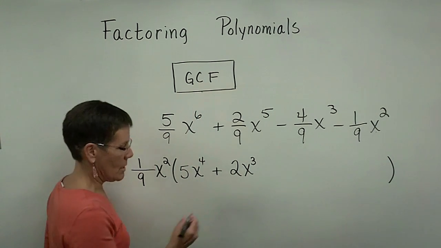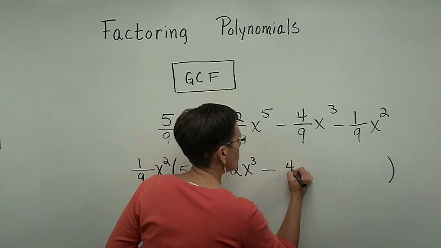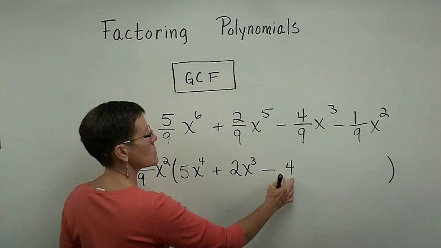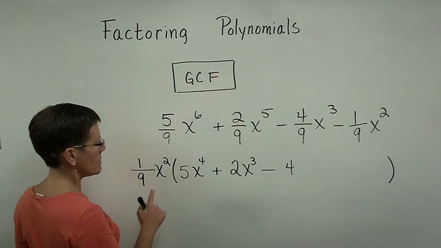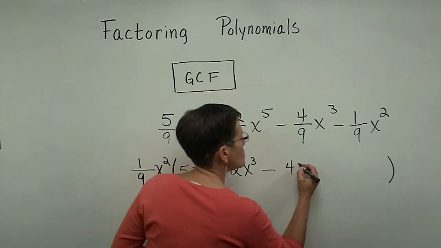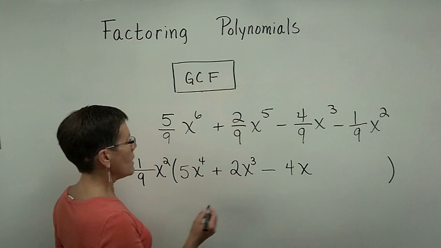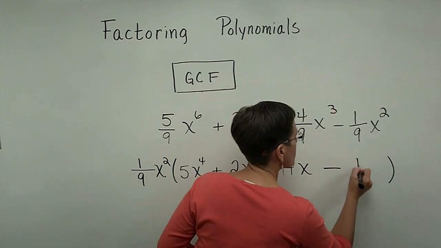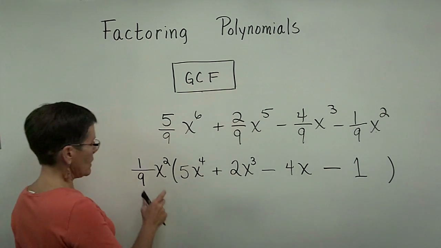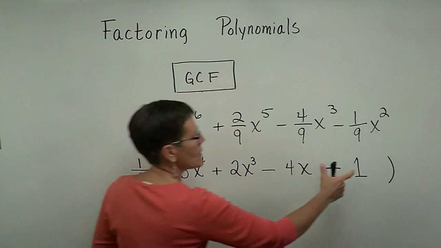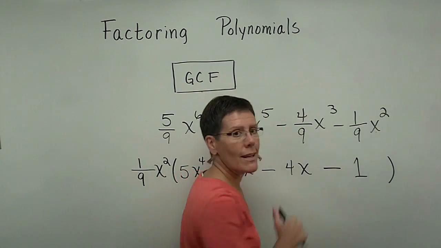Next, in a similar pattern, I'll need a 4 here, because 1/9 times that minus 4 is that minus 4/9. I've got x squared, so I better put an x to the first here to get that up to x cubed. And finally, I do need to put a term here of a 1, because I got to show that 1/9 x squared times that minus 1 gives me that last term.